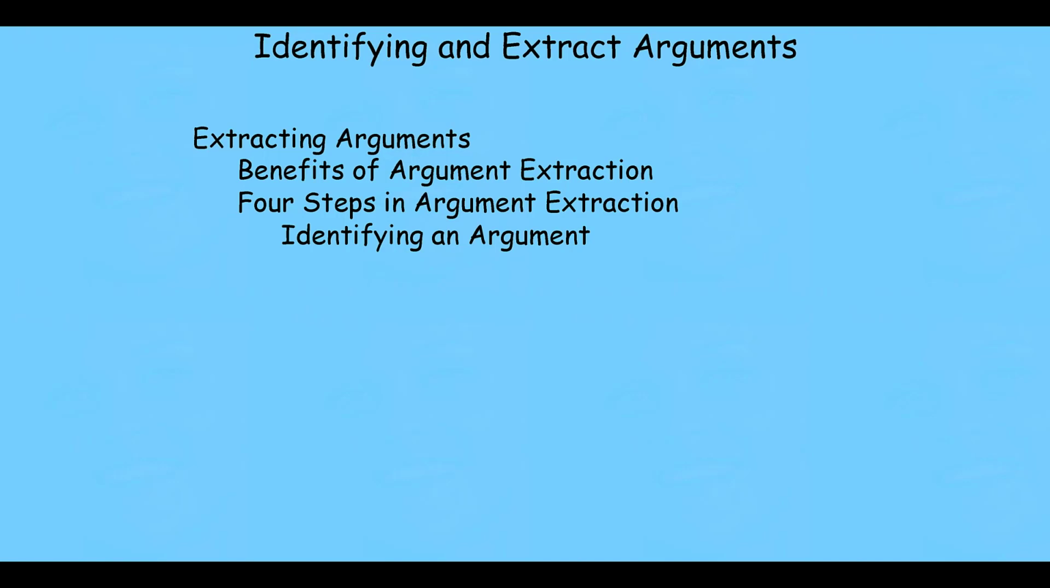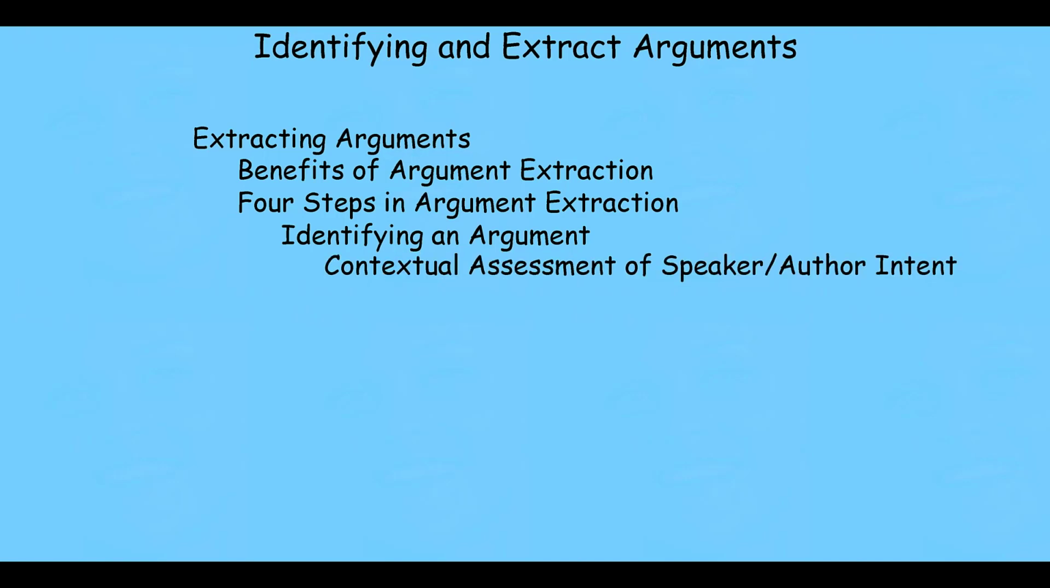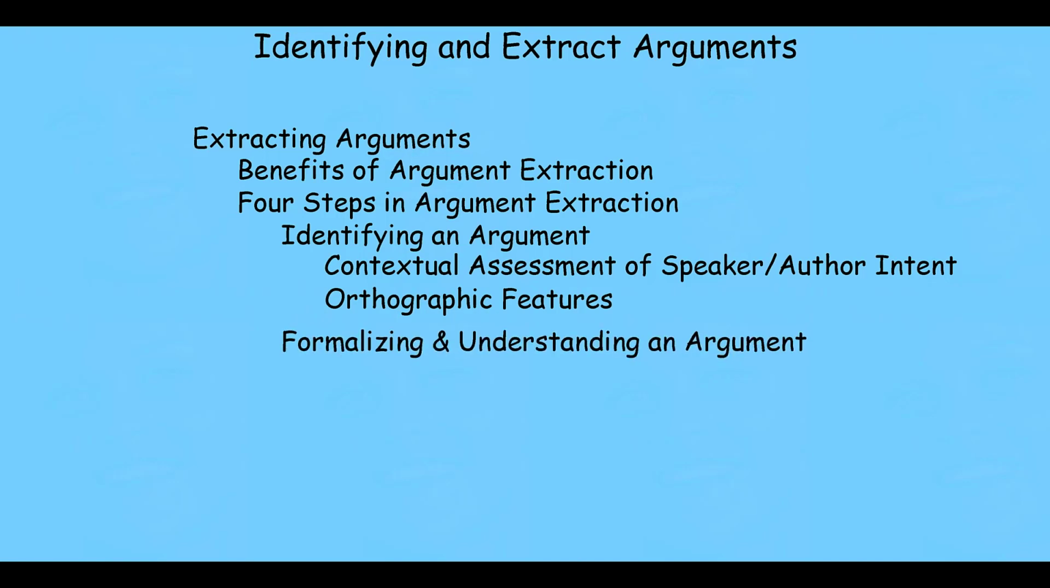In discussing identification of a potential argument in a bit of written or spoken language, we'll focus really on 2 kinds of features. We'll look at contextual assessments of speaker or author intent, and we'll look at orthographic features, that is, superficial features that fairly reliably correlate with a high likelihood that a bit of spoken or written language contains an argument. The second step that we'll focus on in this particular lecture will be formalization and understanding an argument.